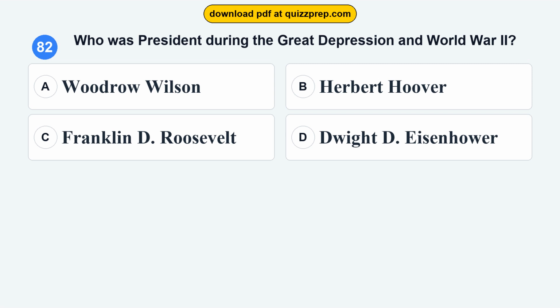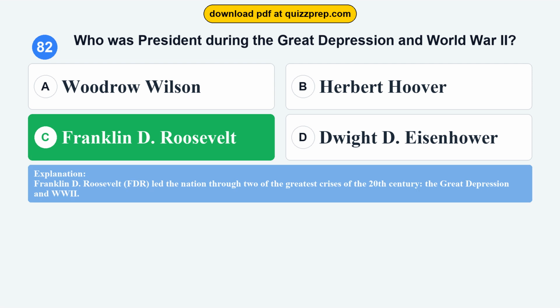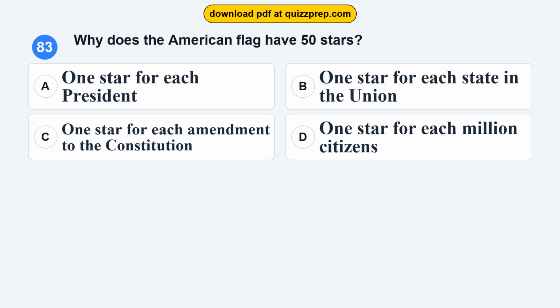Question 82. Who was president during the Great Depression and World War II? Option A, Woodrow Wilson. Option B, Herbert Hoover. Option C, Franklin D. Roosevelt. Option D, Dwight D. Eisenhower. The correct answer is option C, Franklin D. Roosevelt. Franklin D. Roosevelt, FDR, led the nation through two of the greatest crises of the 20th century, the Great Depression and World War II.